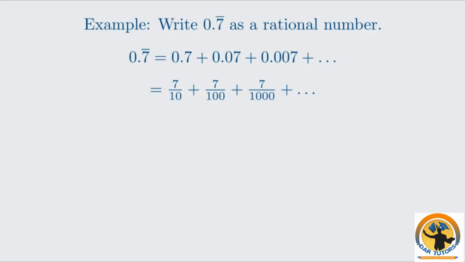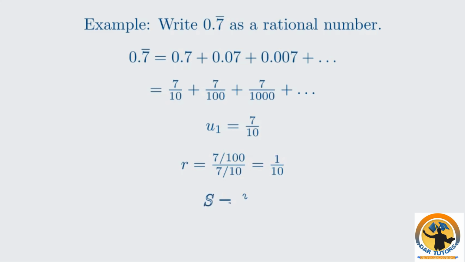This is an infinite geometric series. Let's find its first term and common ratio. The first term, u_1, is 7/10. The common ratio, r, is the second term divided by the first, which is 7/100 divided by 7/10. This simplifies to 1/10. Since the absolute value of r, which is 1/10, is less than 1, the series converges, and we can use our sum to infinity formula.